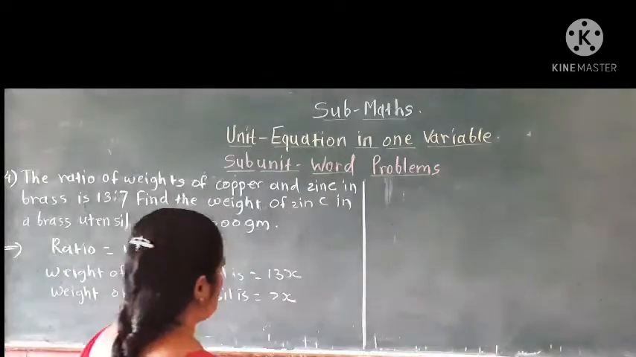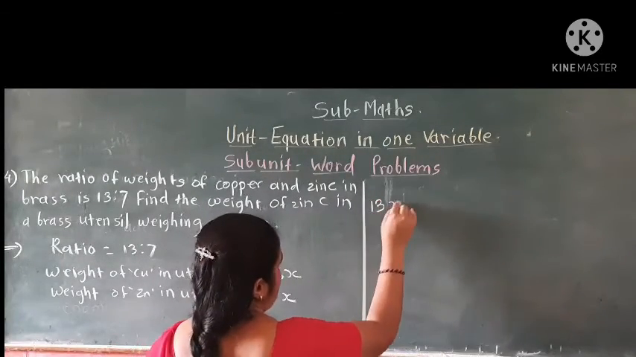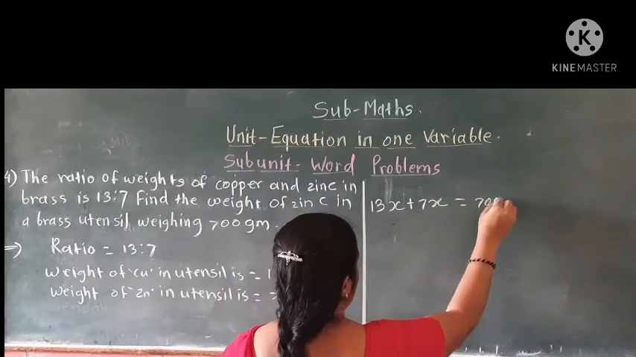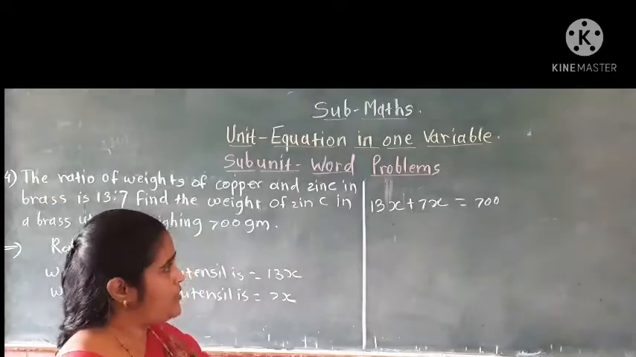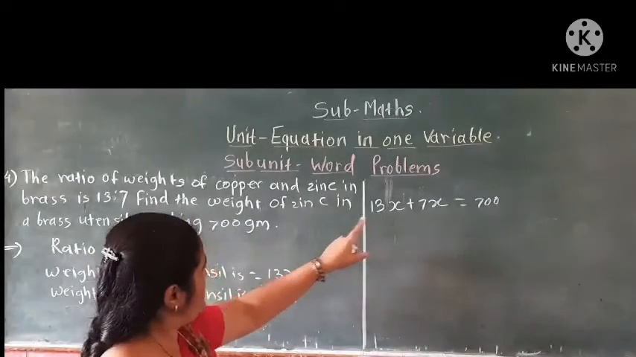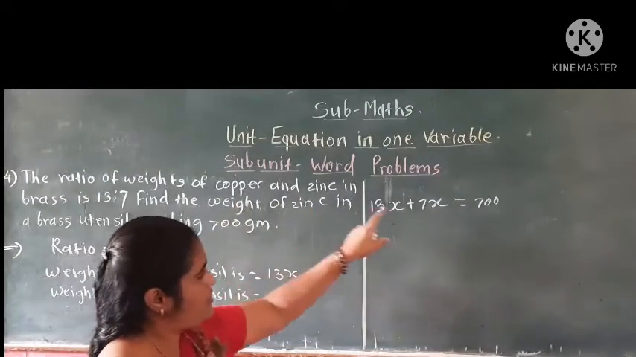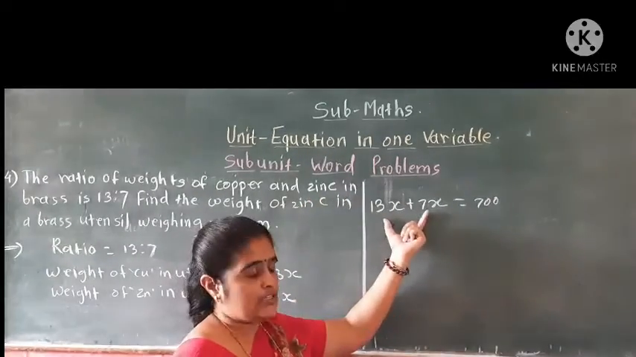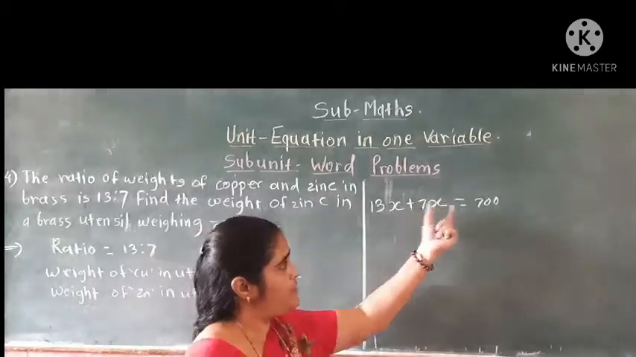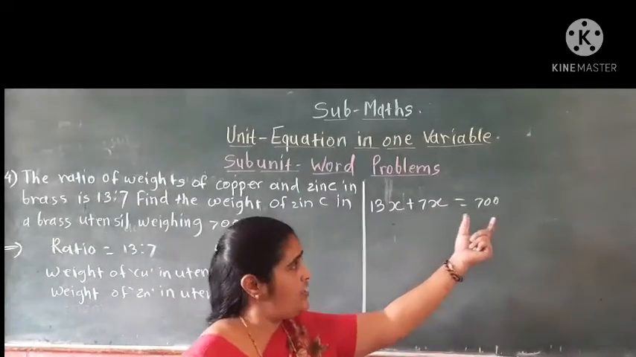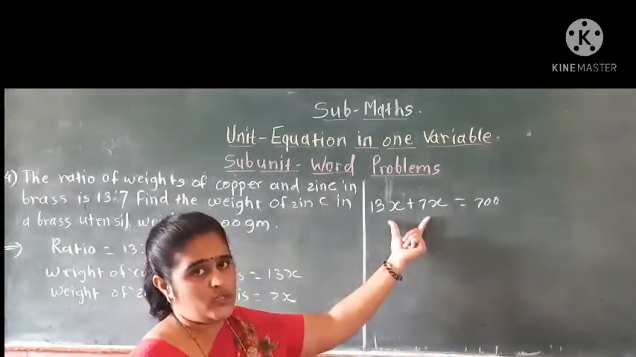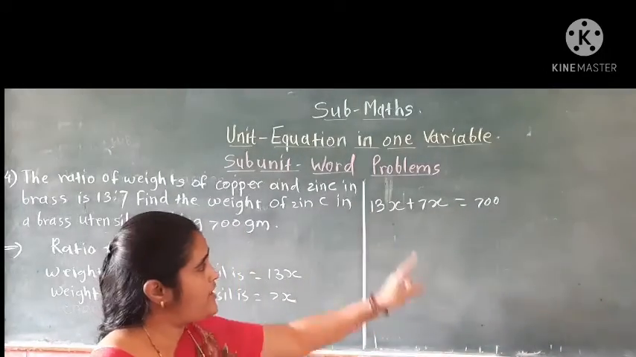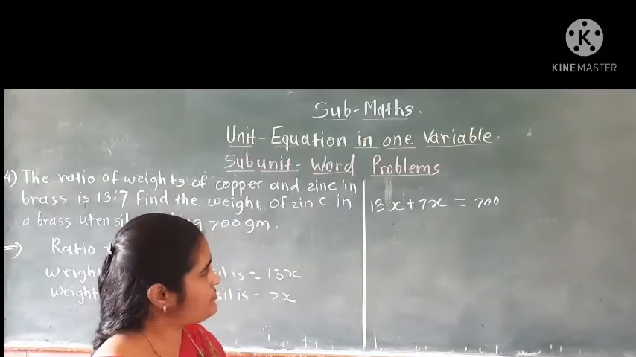So the equation will be 13x plus 7x is equal to 700 grams. Okay, because 13x is the proportion of copper and 7x is the proportion of zinc, and both these metals together make up the 700 gram utensil. Therefore addition takes place. Let's solve this equation and find the value of x.